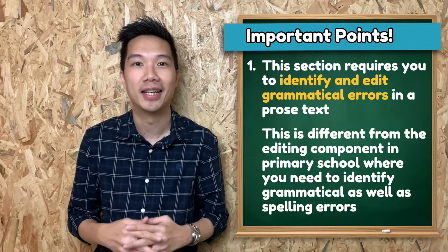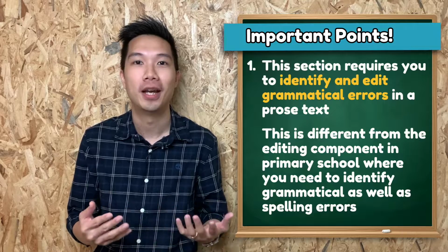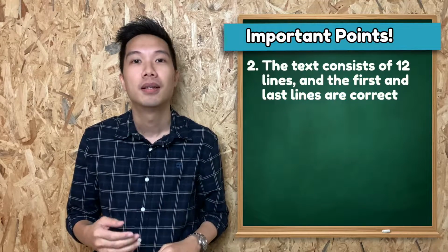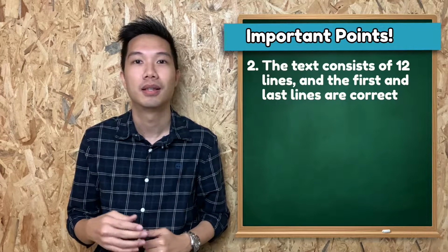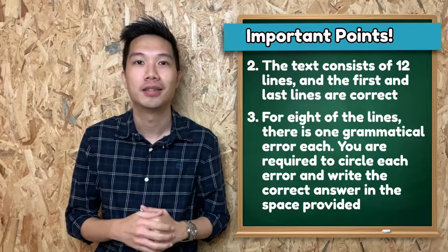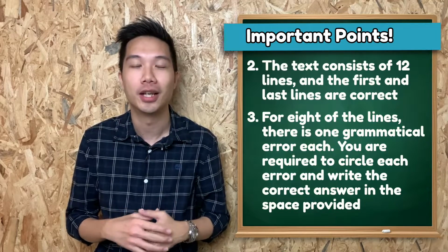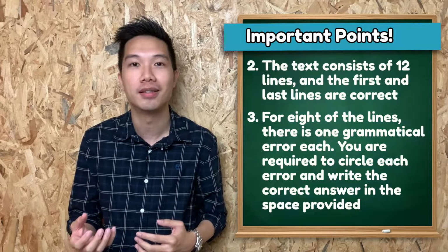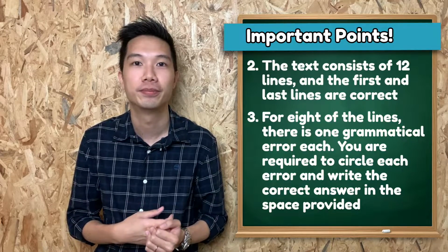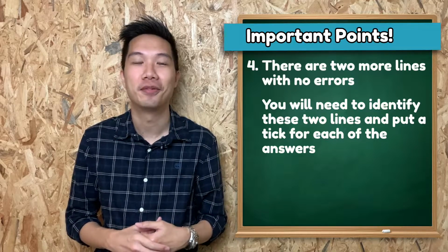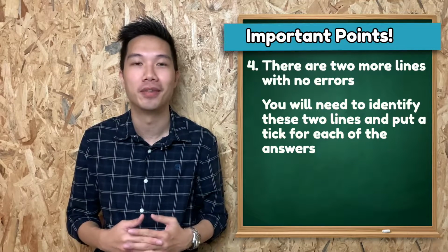This is different from the editing component in a primary school, where you have to identify grammatical errors and spelling errors at the same time. The text consists of 12 lines. The first and the last lines are correct. For 8 of the lines, there is one grammatical error in each line. You are required to circle each error and to write the correct answer in the space provided for you. There are 2 more lines with no errors. You will need to identify these 2 lines and put a tick for each of them.